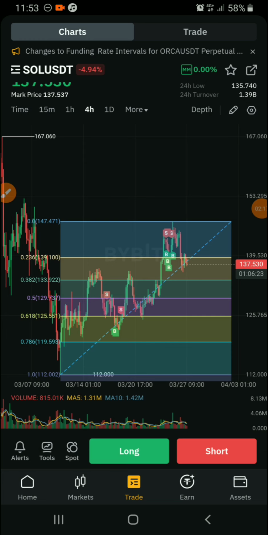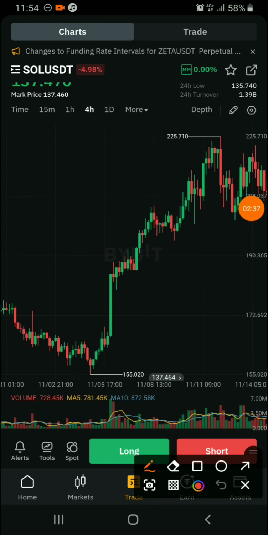For instance, during an uptrend, the pullback is the price going down temporarily before it continues the uptrend. And then during a downtrend, the pullback is the price going up temporarily before it continues going down. Let me give you an example. Now, in an uptrend like this, as you can see, this is clearly an uptrend, right? Since the market is going up.